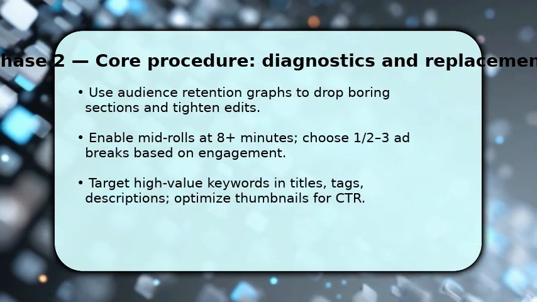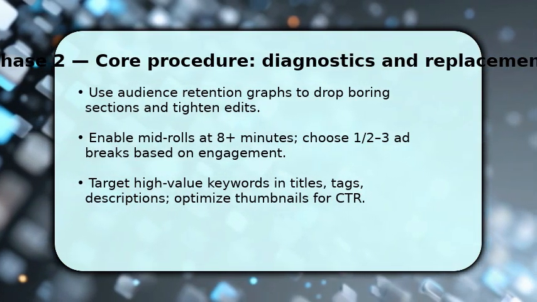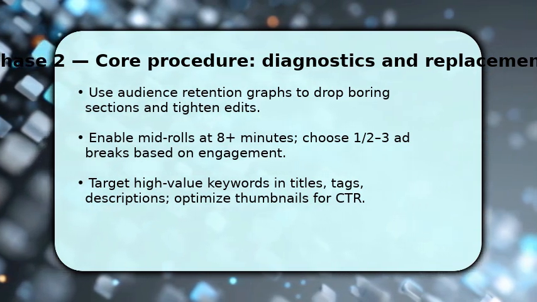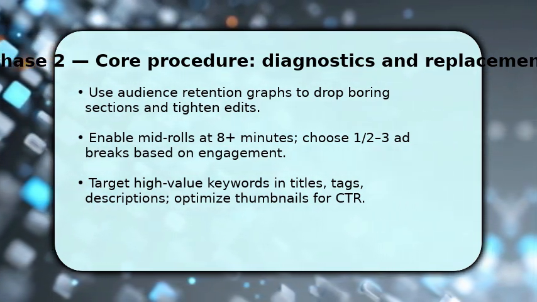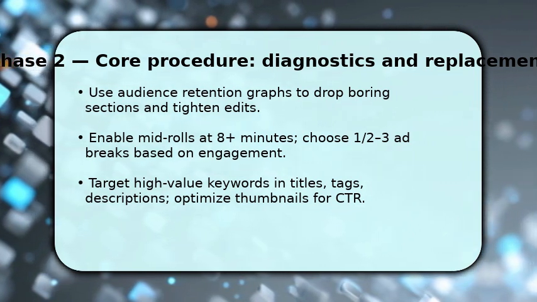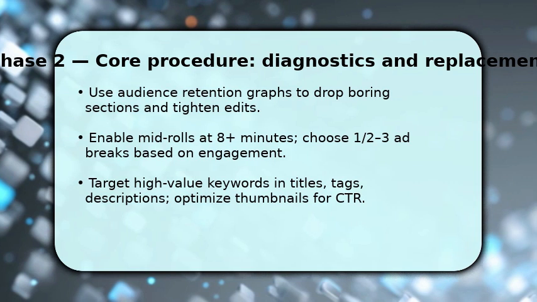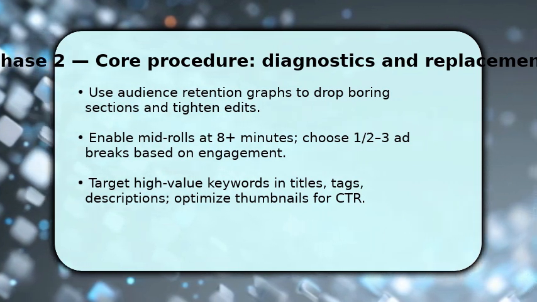You now optimize for ad value and viewer engagement. Use retention graphs to cut low-performing segments because every second retained increases effective ad inventory. Once trimmed, enable mid-rolls for videos over 8 minutes and place 1-3 breaks where retention stays high.